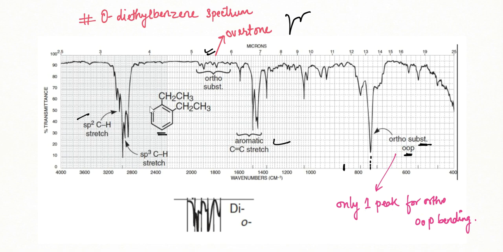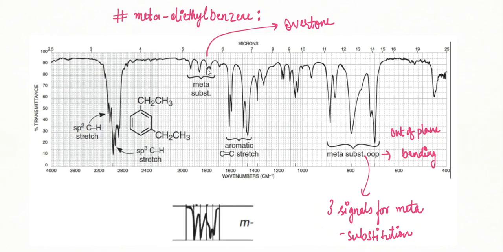So now we are going to move forward with another example. So here I have taken meta diethyl benzene. So in the meta we had three peaks, isn't it? We had three peaks. So let's look for the three peaks. Yes, this is 1, 2 and 3. So we are having three peaks in the fingerprint region.